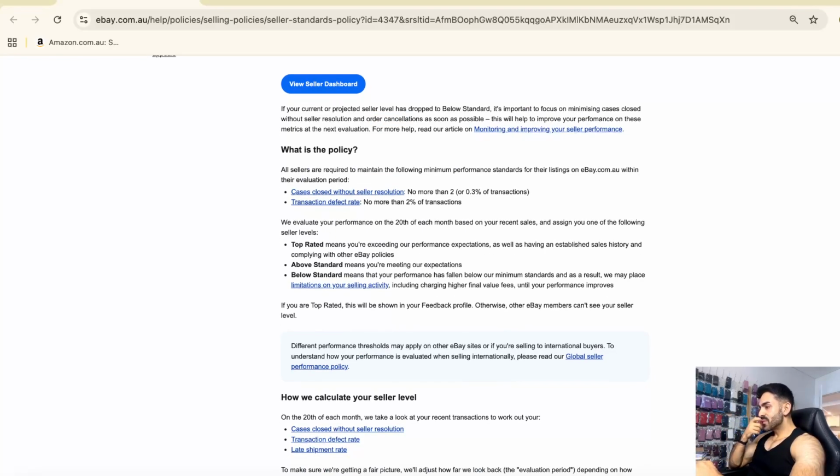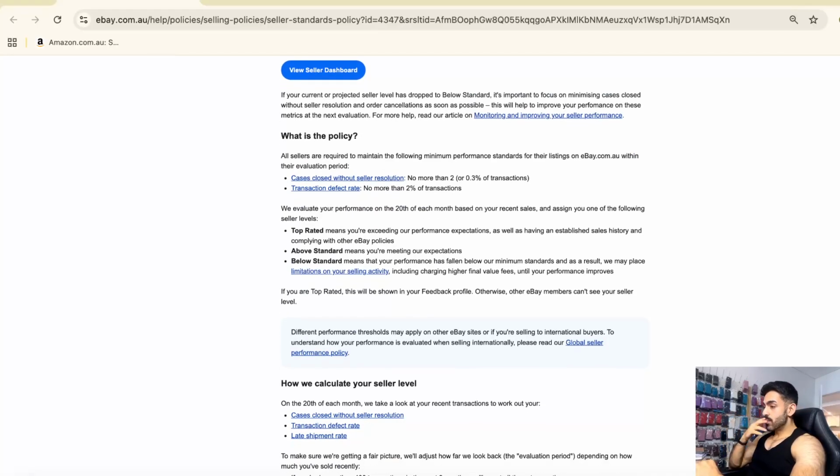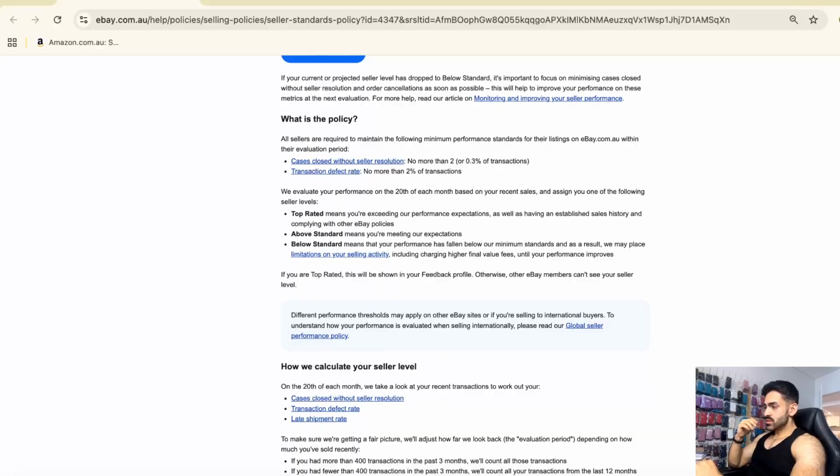Moving on. So this policy, all sellers are required to maintain the following minimum performance standards, right? Cases closed. So what cases closed is, if someone opened an item not received case, you're supposed to jump in and have a conversation with the buyer, or worst case scenario, you need to refund them within a given time period. So you will get more than 72 hours. I can't remember the exact date off the top of my head, but they give you, I think, 4 to 5 days, or up to a week, right?